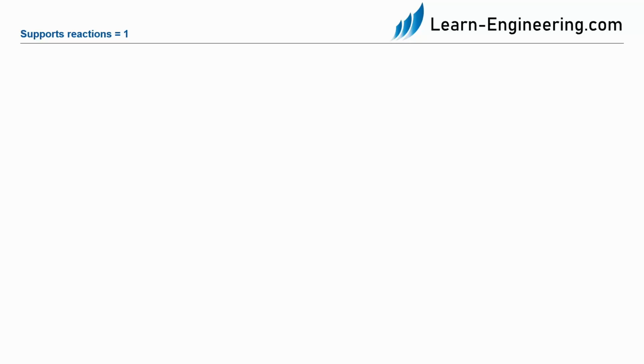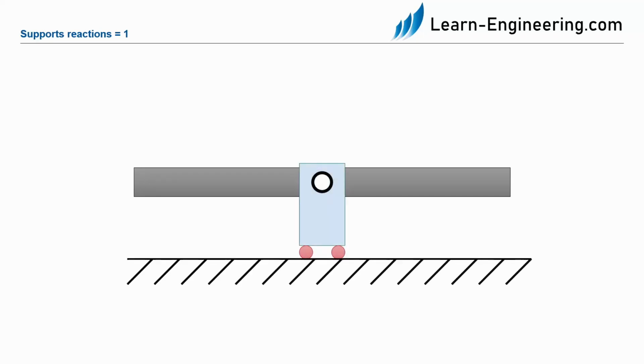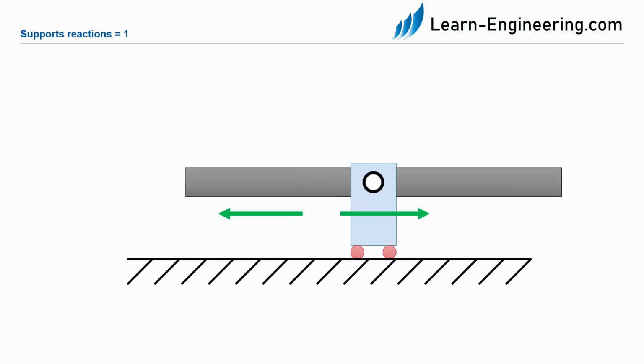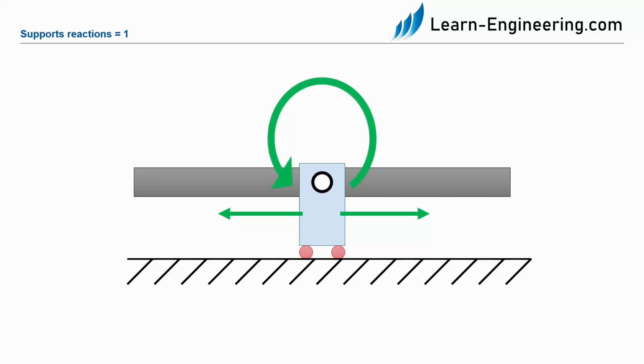In order to compensate for these degrees of freedom, we are now introducing the supports. In this example, we have a seesaw that is held in the middle by a support. The support itself is mounted on wheels on the floor. With this support, we have a support reaction R equal to 1. We know that the seesaw cannot move translationally towards the ground. However, the seesaw can move translationally to the right or left. In addition, the seesaw can also rotate.